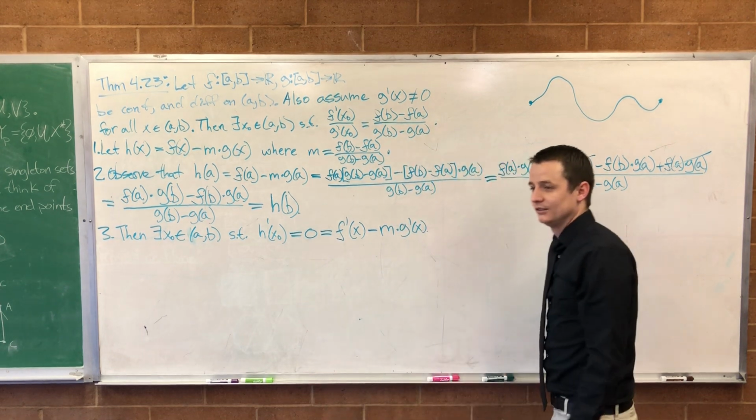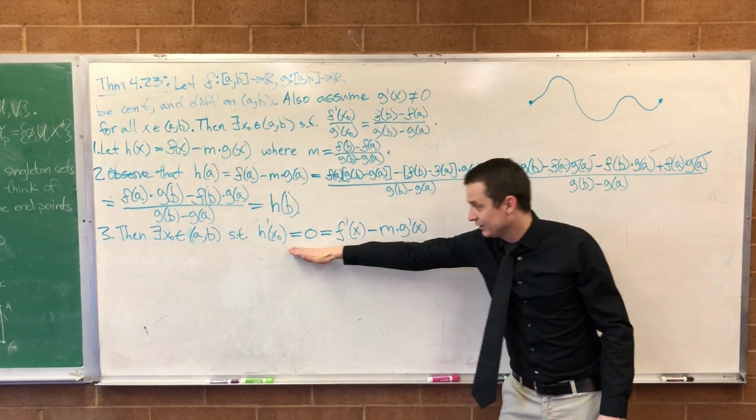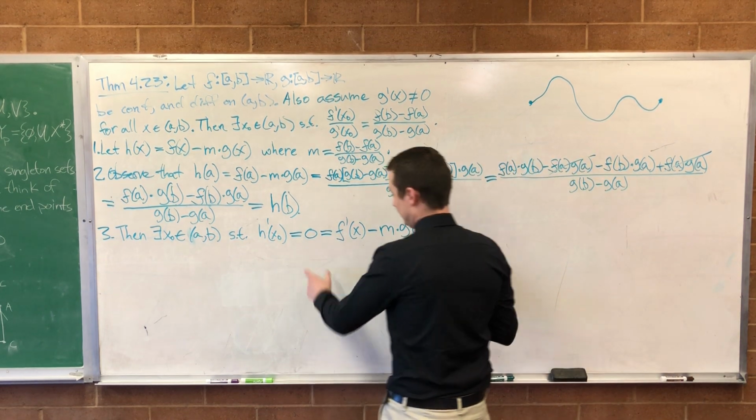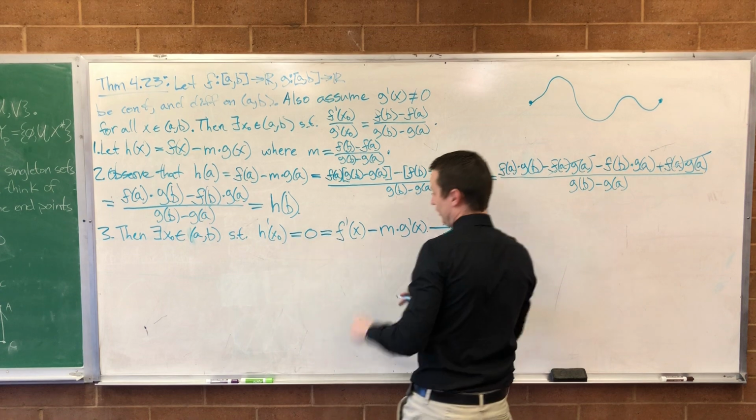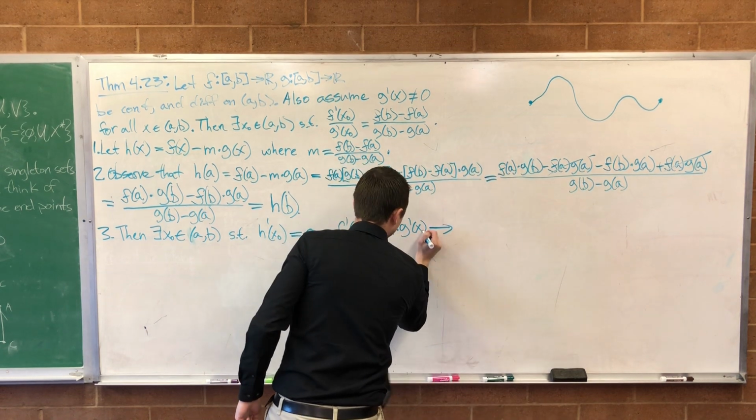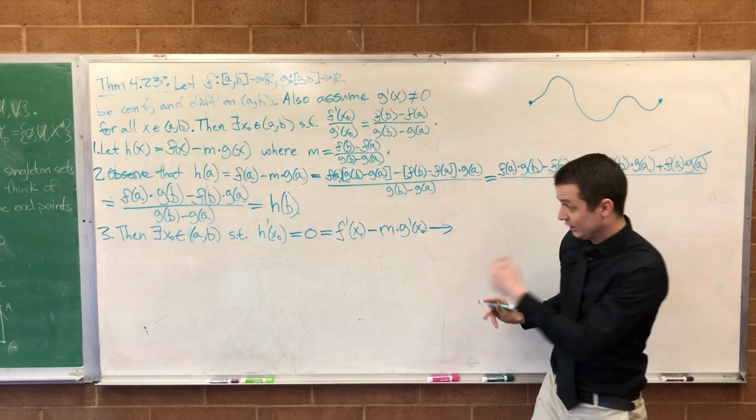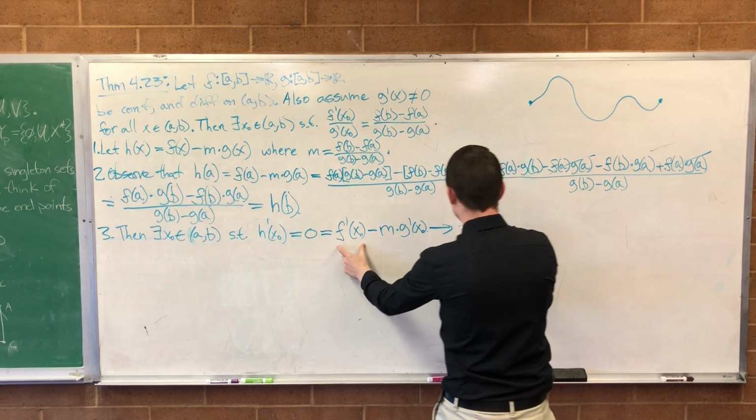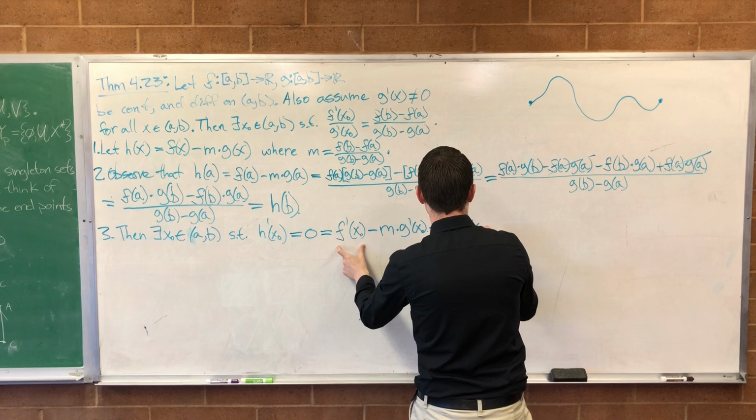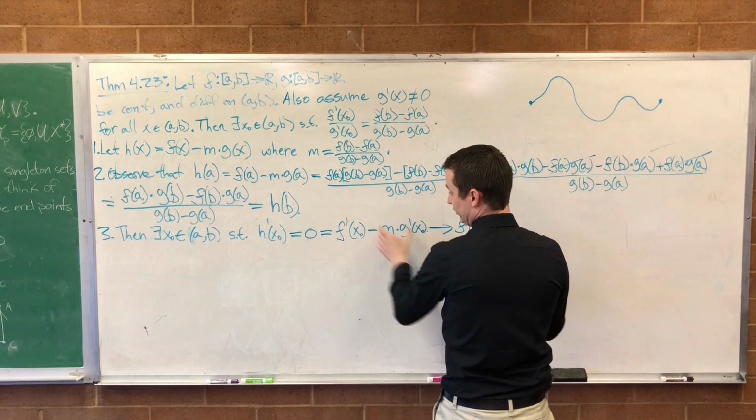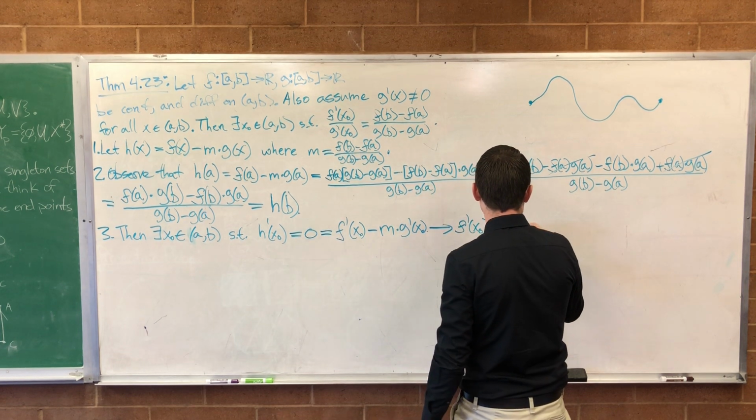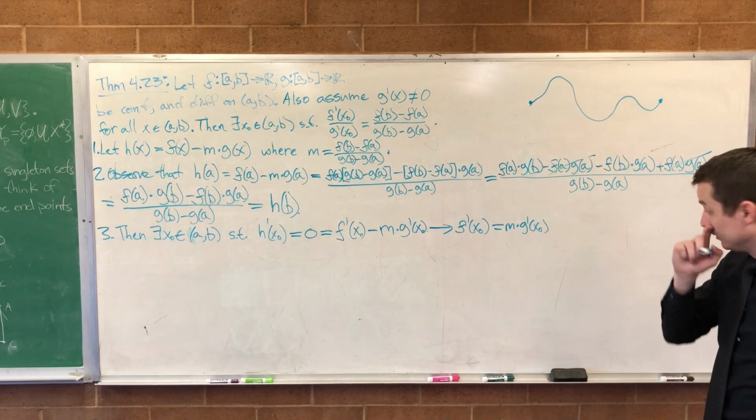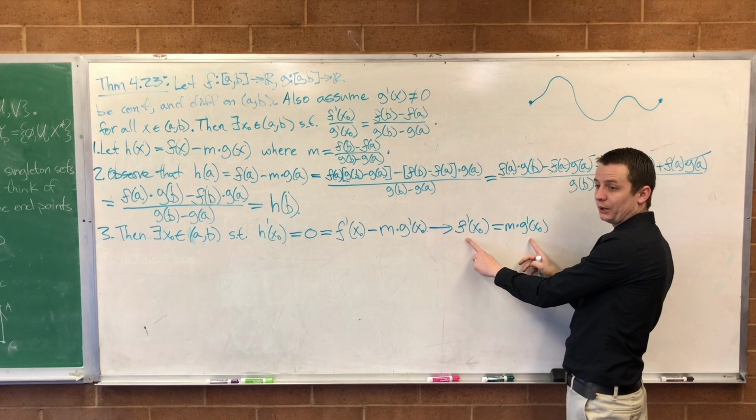So now I got this. I've got 0 at a particular point, x naught. So now I've got 0 is equal to this difference. So that gives me that f prime of x naught is equal to, moving this to the other side of the equation, m times g prime of x naught, or divide both sides by g prime of x naught.